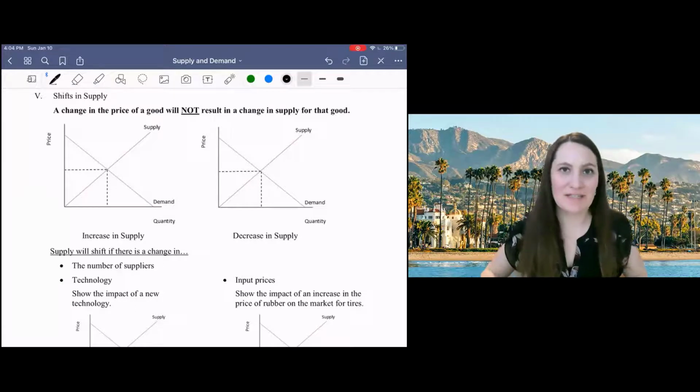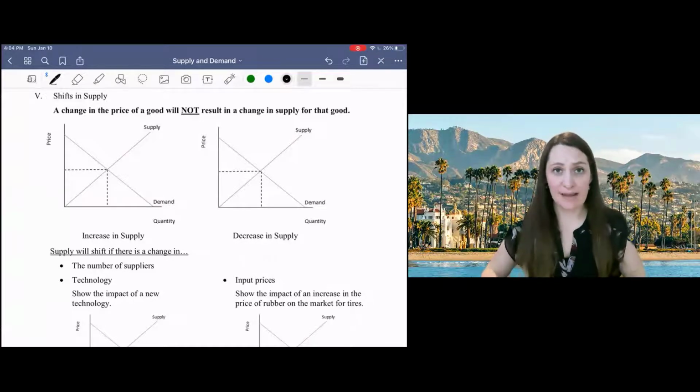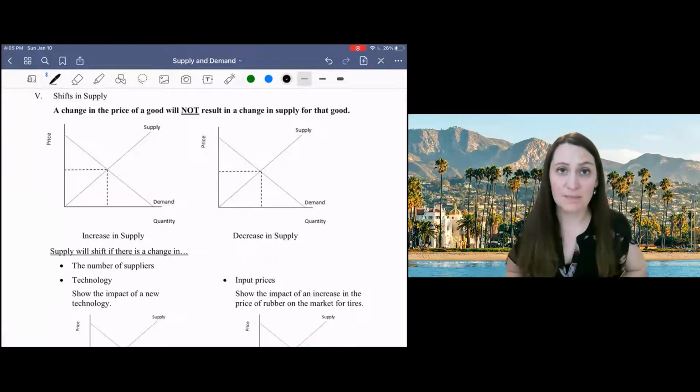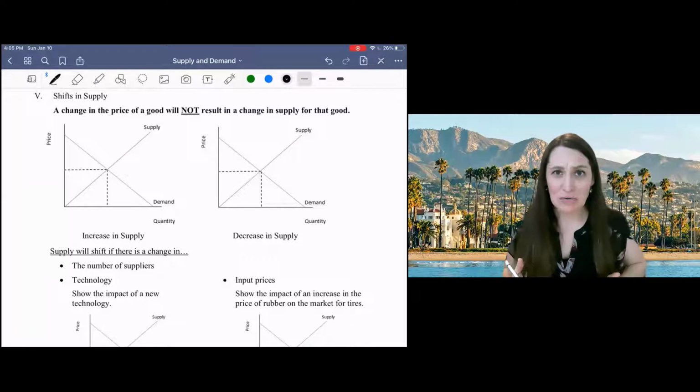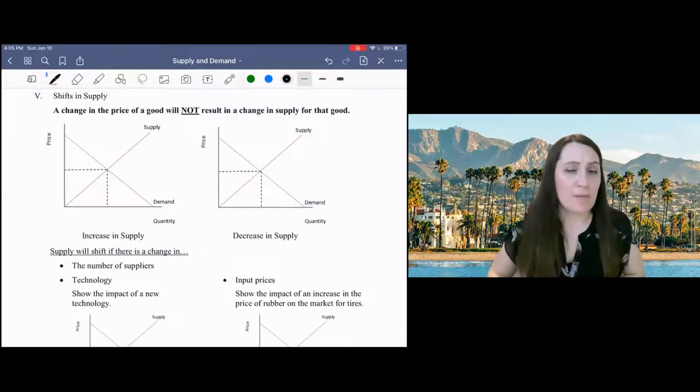Now let's explore shifts in supply. Shifts in supply can be a little bit tricky. It's important to remember that when we're shifting supply and demand, you should think of it as an inward or outward shift, not up or down. This will help you remember which way supply shifts as it increases or decreases.